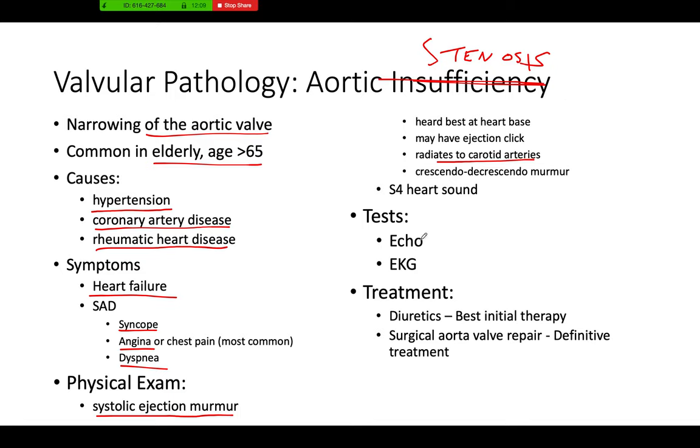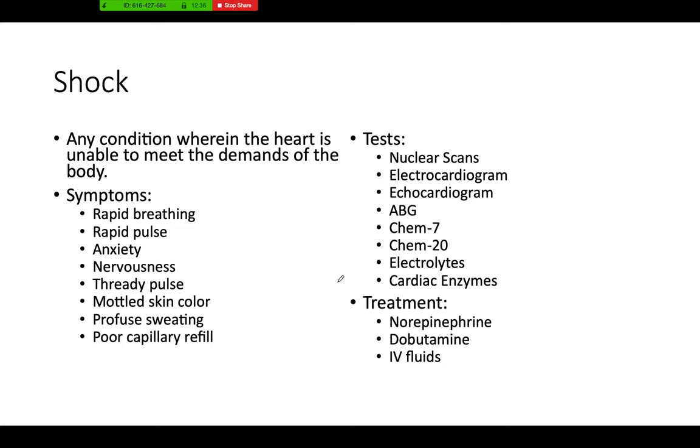Just let me know. Okay, tests: echocardiogram, simply placing an ultrasound onto the chest wall and looking at the valves themselves is a pretty good way of determining what's going on as well. Diuretics, again, pretty universally for all of these different types of valvular issues, you want to diurese extra fluid off. So give some diuretics as well as a valve repair for definitive treatment.